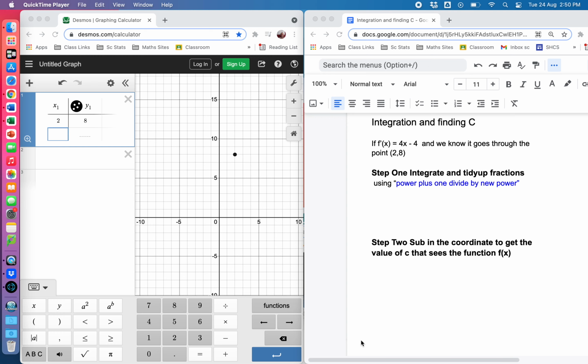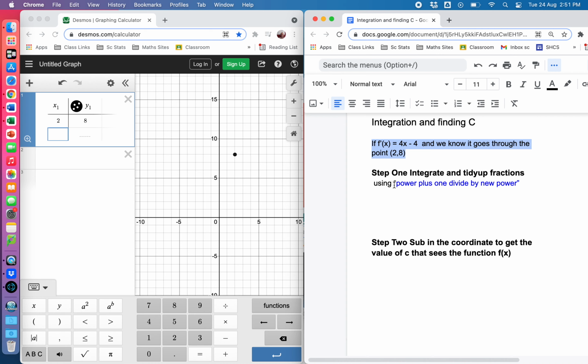A question here. So this is finding C, which is the skill for today, really. So we get questions something like this. They'll give us a derivative, either using dy dx or f dash, and they'll say the gradient equation is that, and then they'll give us as well some point that we know it goes through.